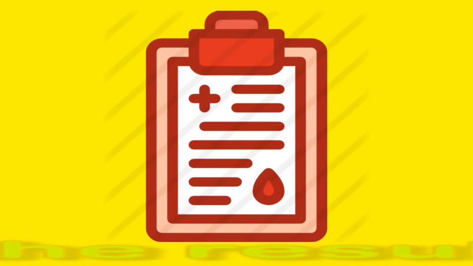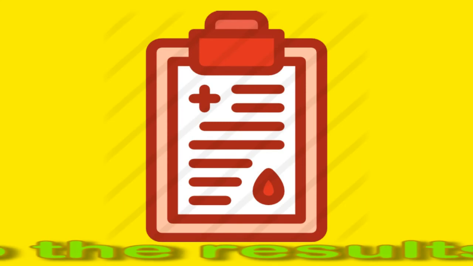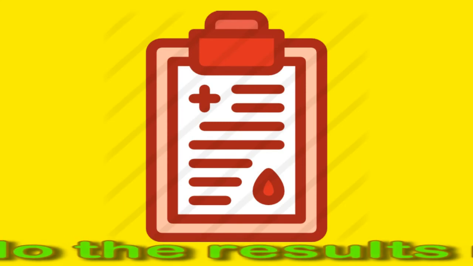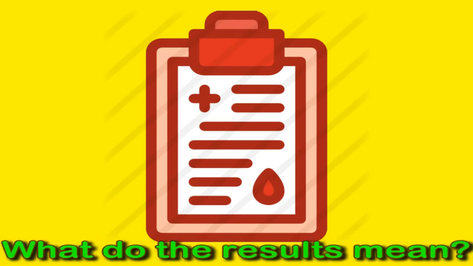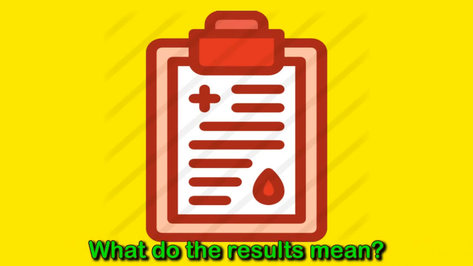What do the results mean? If your results show a high level of CRP, it probably means you have some type of inflammation in your body. A CRP test doesn't explain the cause or location of the inflammation. So if your results are not normal, your healthcare provider may order more tests to figure out why you have inflammation. A higher than normal CRP level does not necessarily mean you have a medical condition needing treatment.